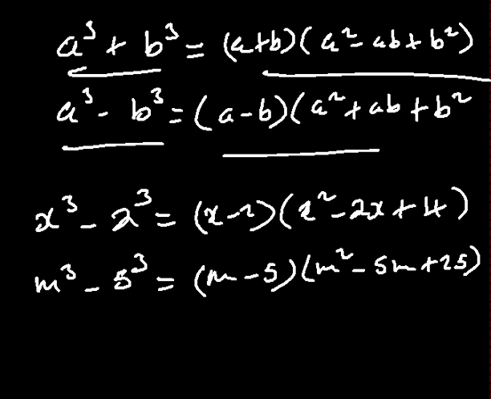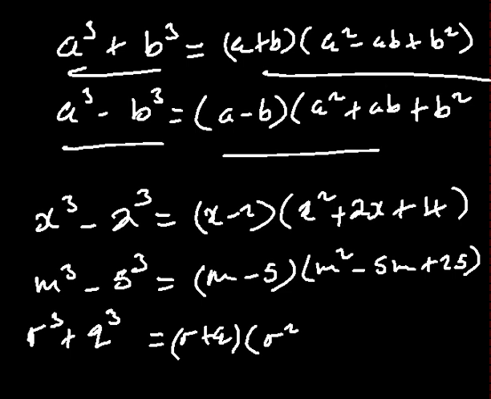And likewise, let's say we have r to the power 3 plus q to the power 3. This is the same as r plus q, times r squared, minus rq, plus q squared, according to the formulas that we have presented here.